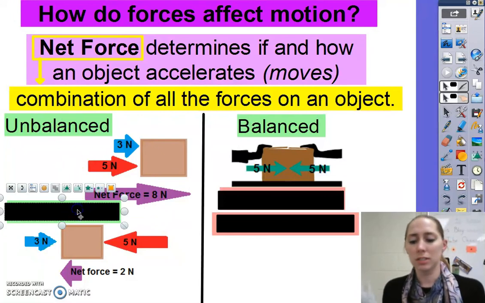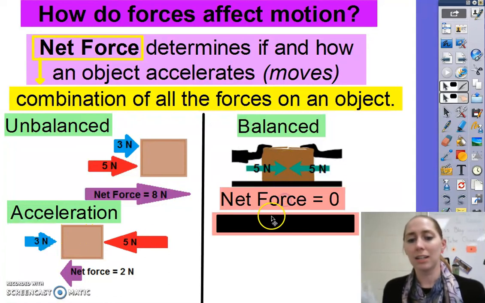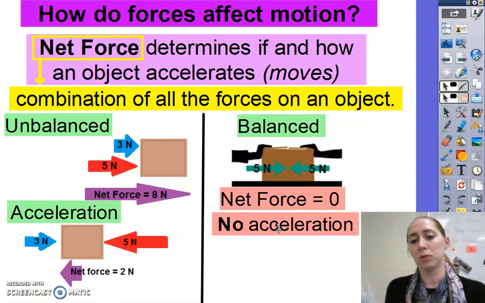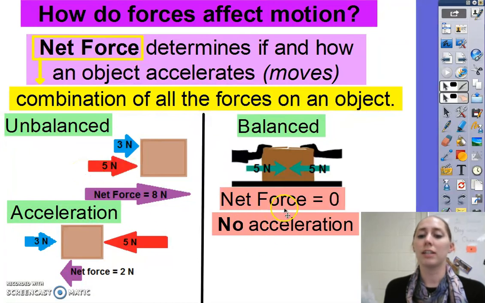So unbalanced forces cause acceleration or movement. In contrast, balanced forces do not cause any kind of movement. So 5 newtons to the left and 5 newtons to the right, they cancel each other out, and they create a net force of 0 with no acceleration.